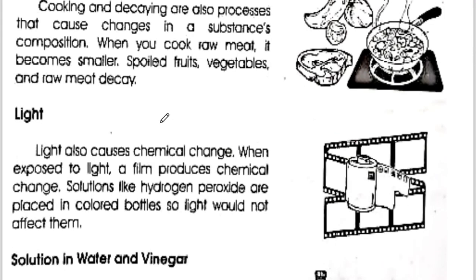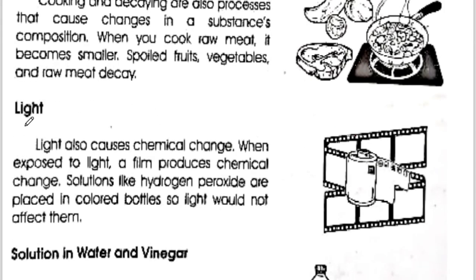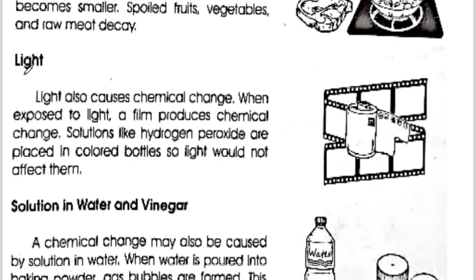Okay. Next is the light. Light also causes chemical change. Why? When exposed to light, a film, this is a film, produces chemical change. Solutions like hydrogen peroxide are placed in colored bottles so light would not affect them.